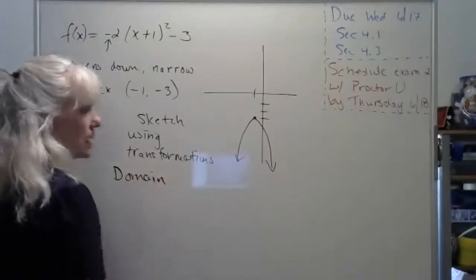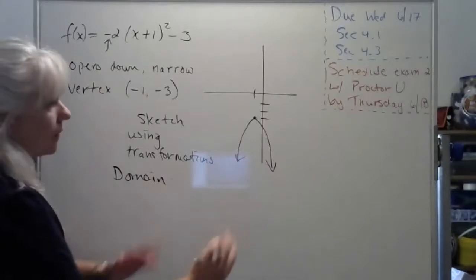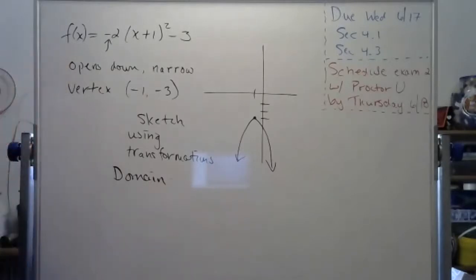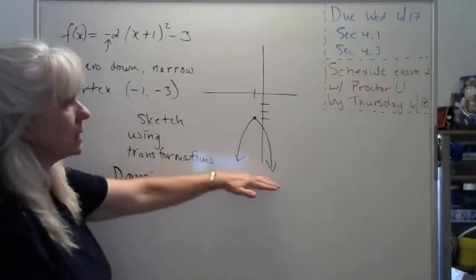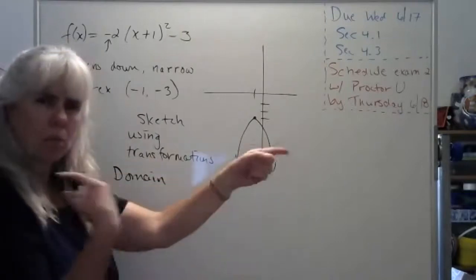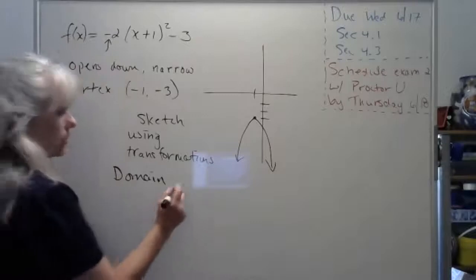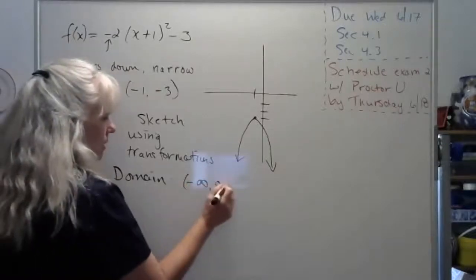Again, domain is everything from left to right on that graph. You've got a lot of ways of doing this. You can look at your picture. Those arrows on the ends of the parabola are telling you that it's going out in both directions. So we know the domain would go from negative infinity to infinity.